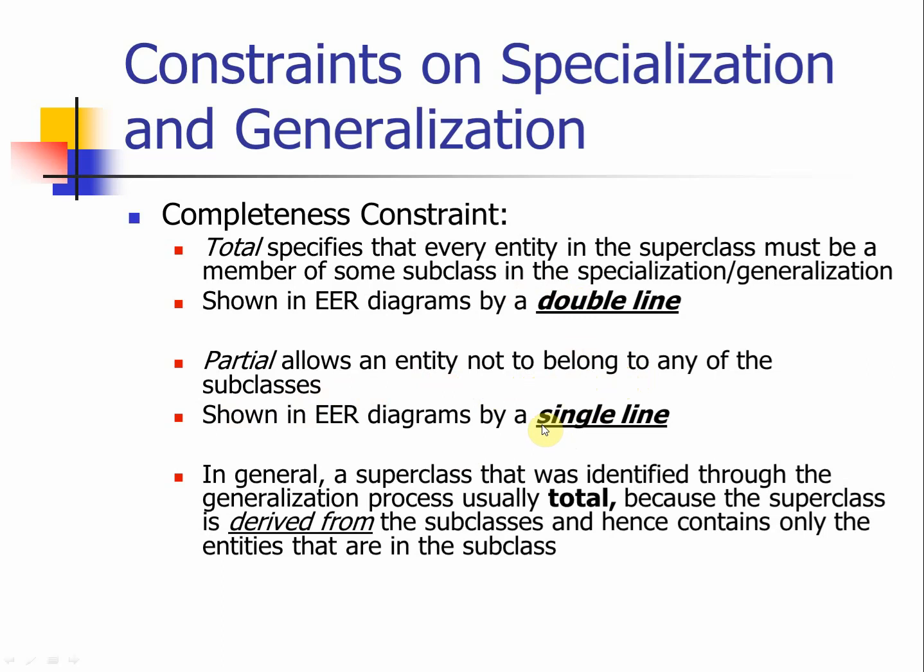If you still recall from our last video, the superclass and subclass can come from the generalization process, which means it's a bottom-up approach. The example that we discussed is car and truck, and then we generalized them to form a vehicle entity as the superclass. If that is the way we're doing it, usually this is total participation, so we put a double line over this superclass and subclass, because the superclass is derived from the subclasses and hence contains only the entities that are in the subclasses.